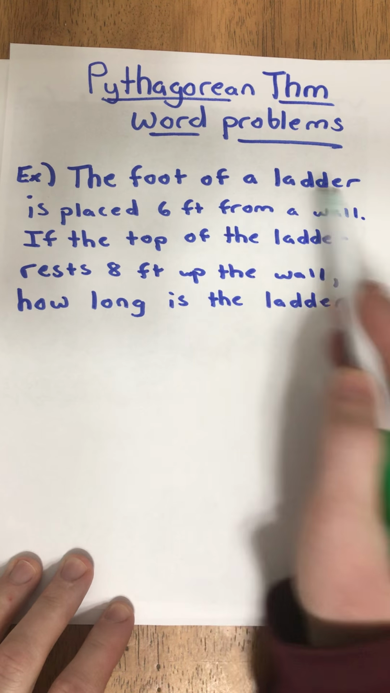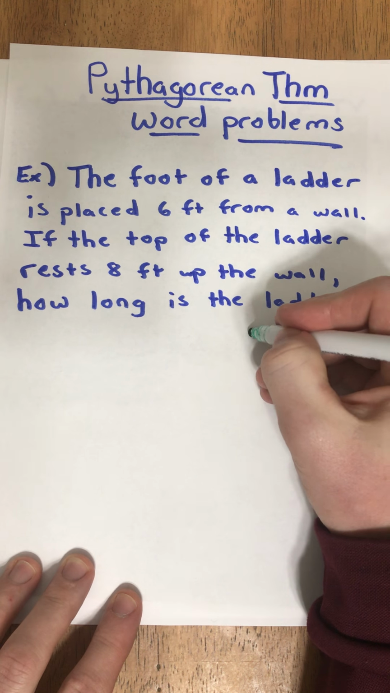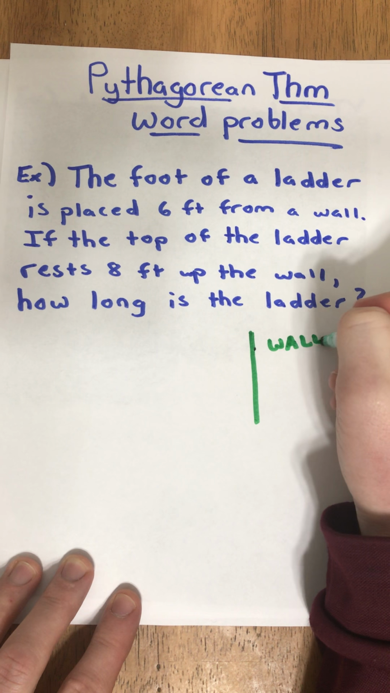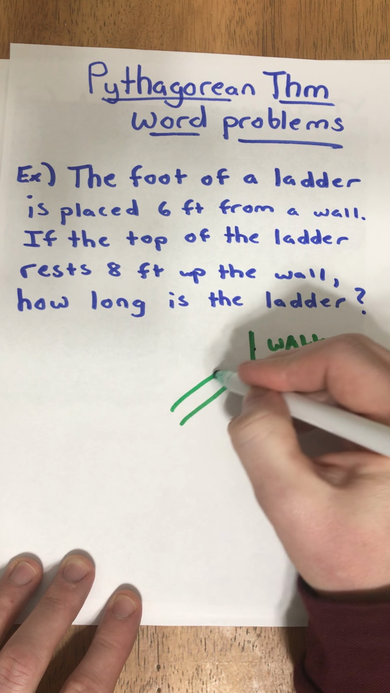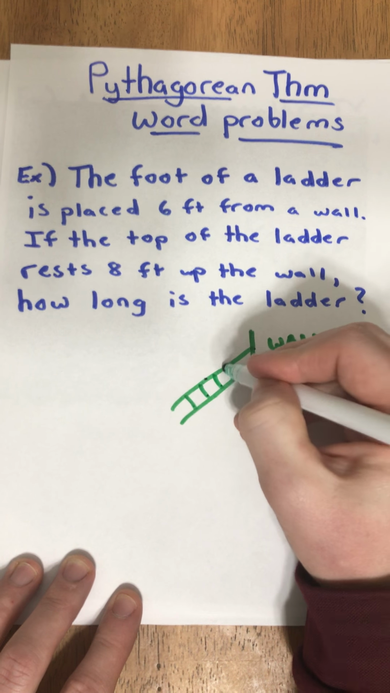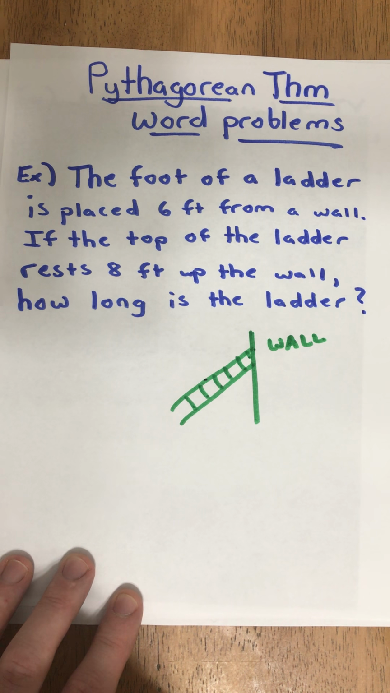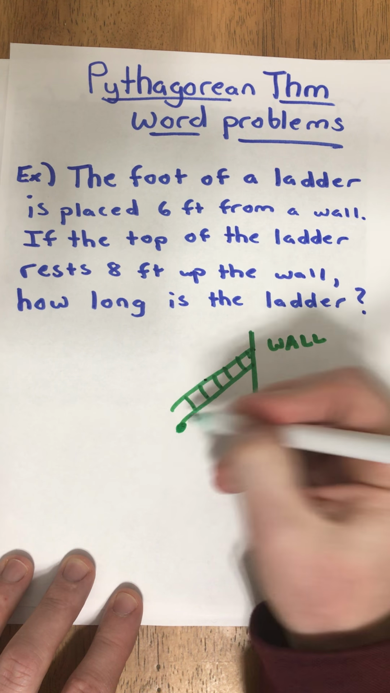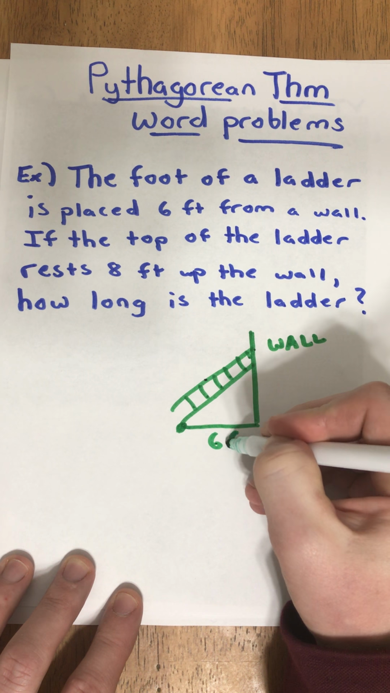So it says that we have a ladder that's placed against a wall. So this is going to be my wall. And I'm going to place a ladder against the wall. Here's my ladder. The foot of the ladder is 6 feet from the wall. So the foot is the bottom part of the ladder. It's going to be 6 feet from the wall. So this is 6 feet.